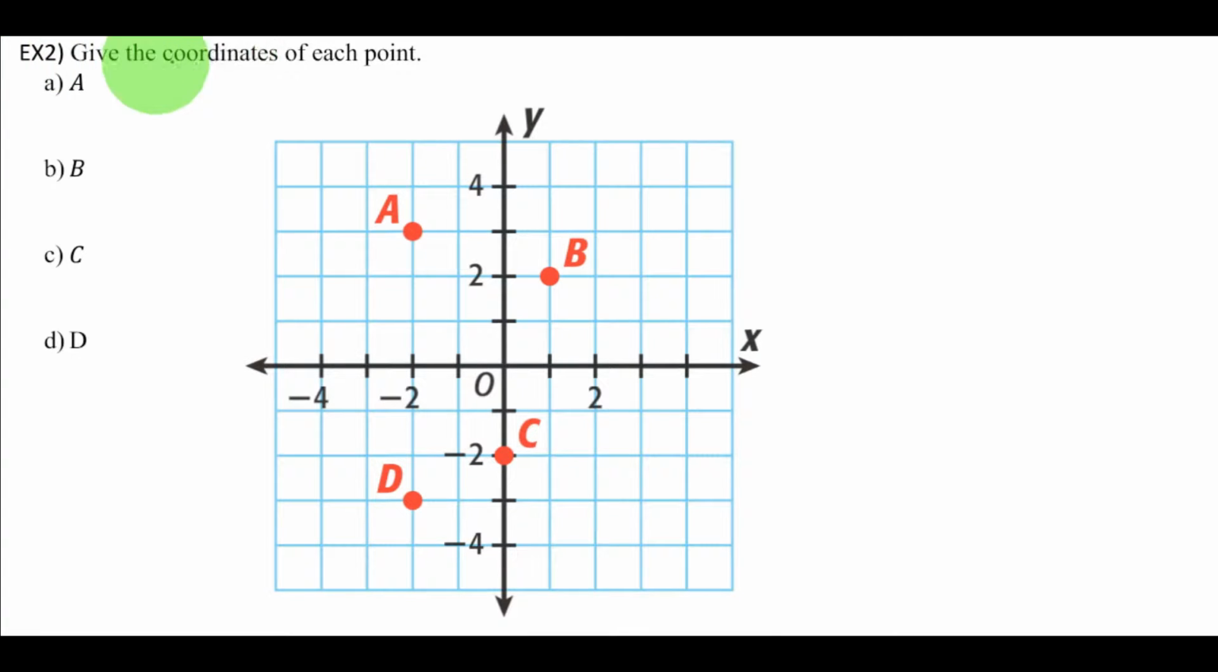In this next example, we're asked to give the coordinates of each point. So let's just refresh our brain on writing coordinates out. When we write coordinates out, we're going to use ordered pairs. It's our x value first, followed by our y value second. We use a comma to separate the values, and we house them in parentheses.